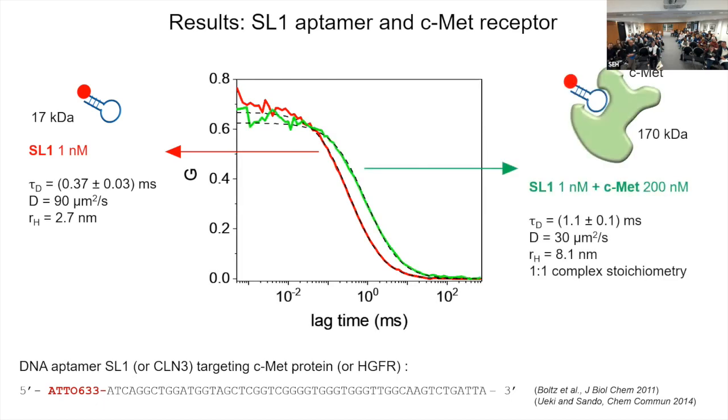Now, if in the same solution we place a large excess of the target protein, which is very big, you see there is a large shift of the curve towards longer correlation times. That means that the aptamer is bound, and now the complex has a slower diffusion, so we see an increase in the apparent diffusion time. The diffusion time that we measure is 1.1 milliseconds, corresponding to a D of 30 and a hydrodynamic radius of more or less 8 nanometers. Also, the amplitude of the curve is really similar. So this tells us that, at least under this condition, the stoichiometry is 1.